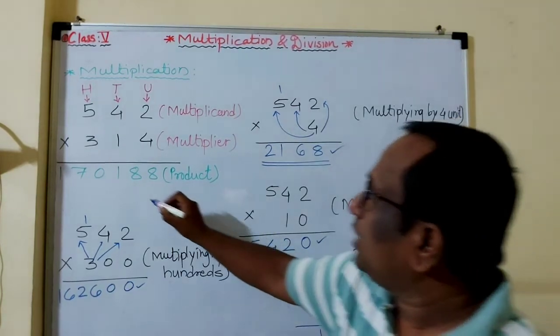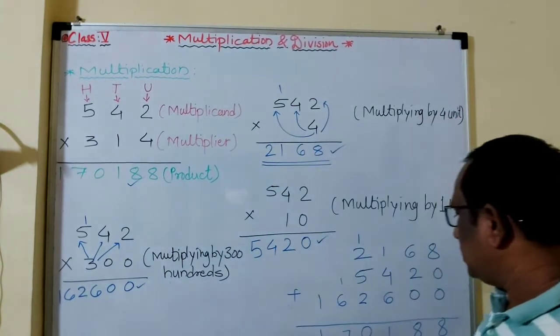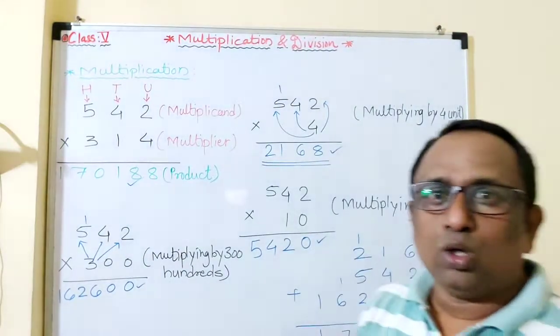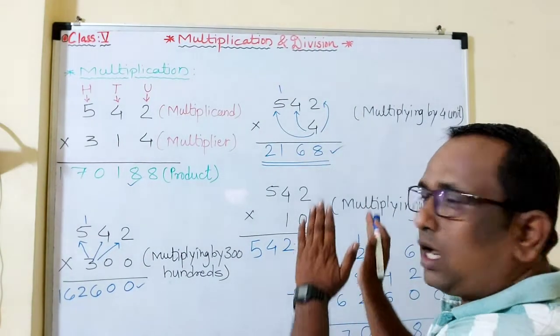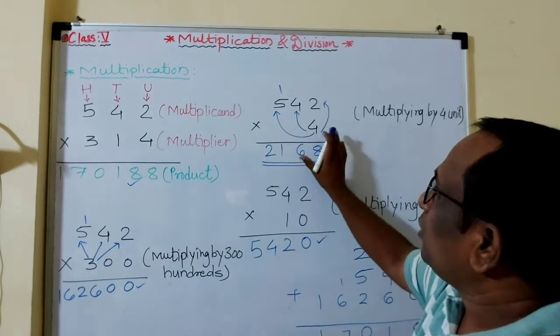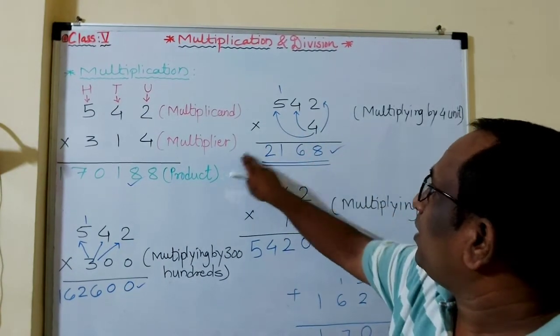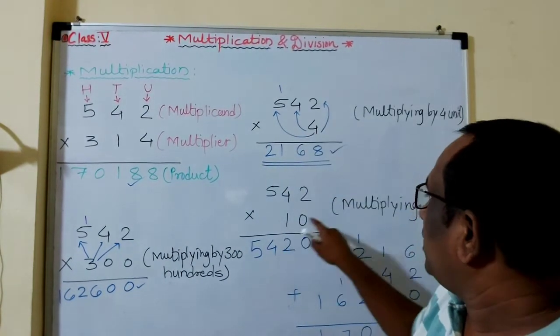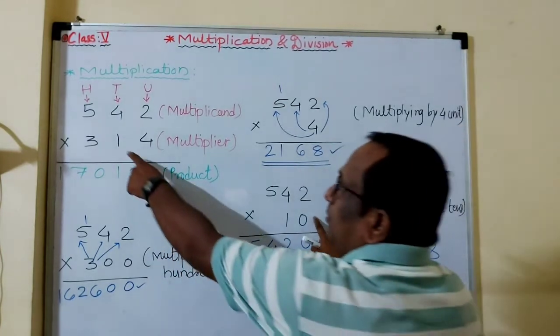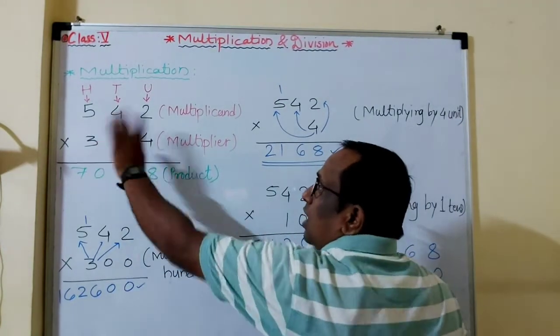1,70,188. See the answer here, product, and this is our answer. So this is your information how we solve. Unit place we multiply by the number, the multiplier by the unit place, the multiplier by the 10 place and the multiplier by the 100 place.